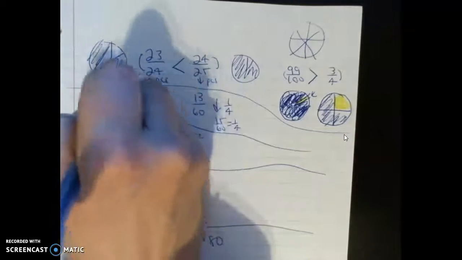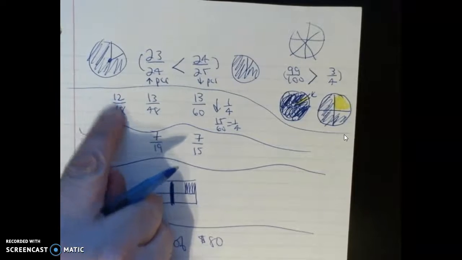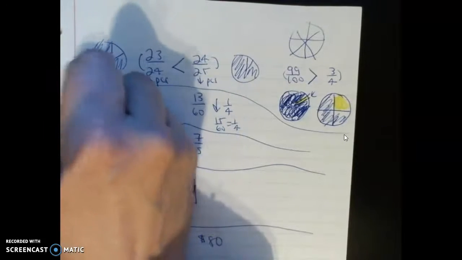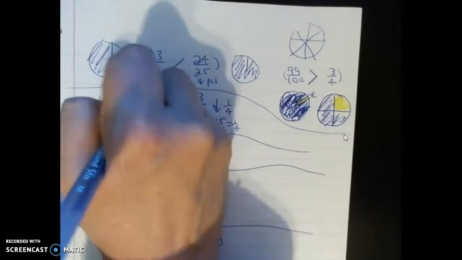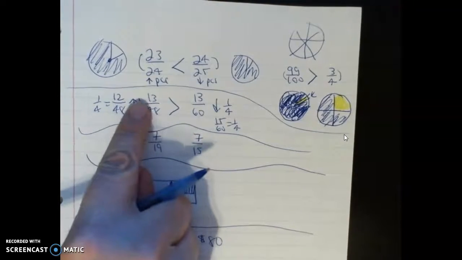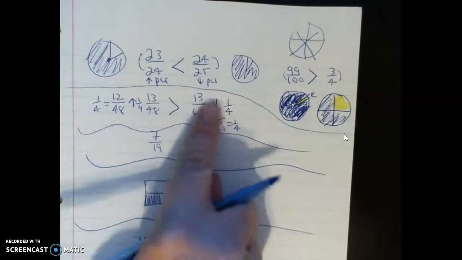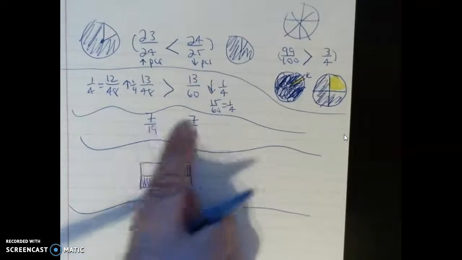Now, 1/4 of 48 is 12. If I divide 48 by 4, I get 12. So 12/48ths would be 1/4. And so this guy is just a little bit more than 1/4. So obviously, if you're a little bit more than 1/4, you're bigger than something that is a little bit smaller than 1/4.